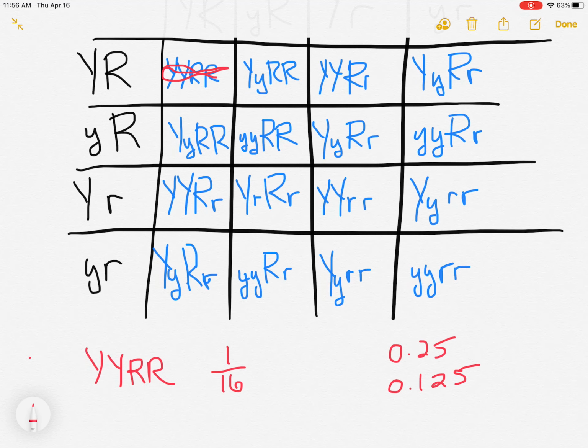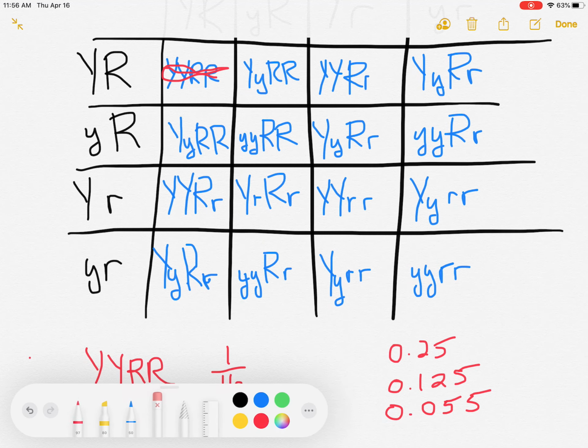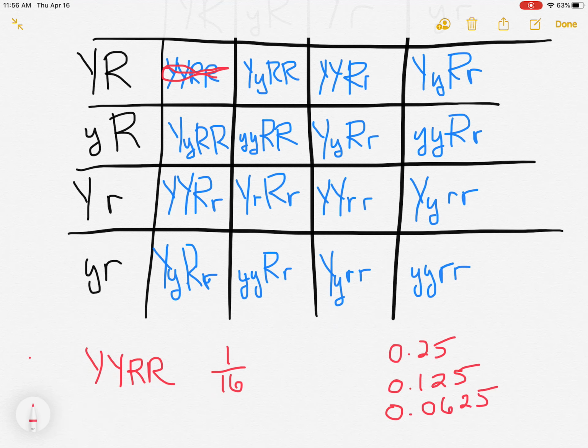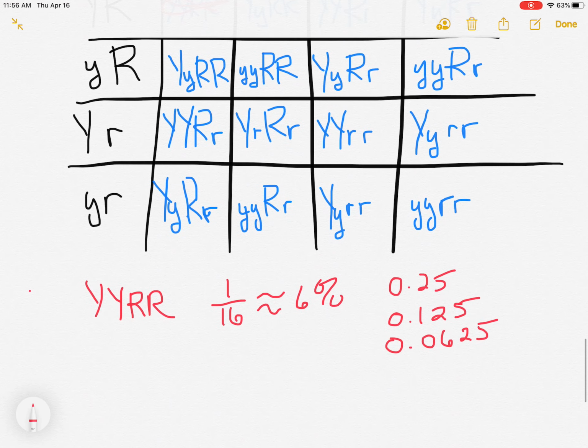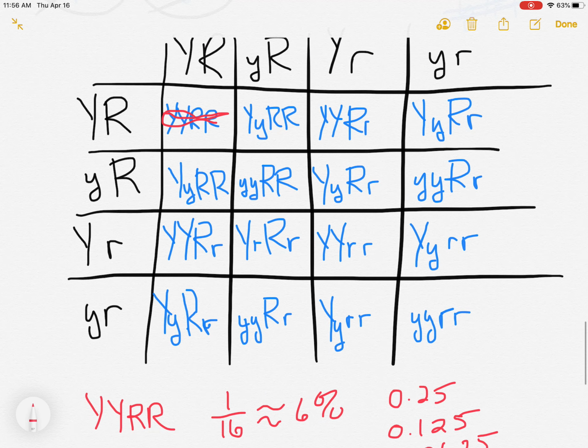If you think about your decimals, a quarter is 0.25. An eighth is half of a quarter, 0.125. So a 16th is half of an eighth, which would be 0.055-ish or something like that. So that's about 5 or 6%. You can do it on your calculator. I don't have mine handy, but actually it'd be 0.0625. That's what it would be, sorry. Let me just do that properly for you. Let's do the math right. 0.0625. So it'd be about 6%. So approximately 6% of the offspring would have that genotype.